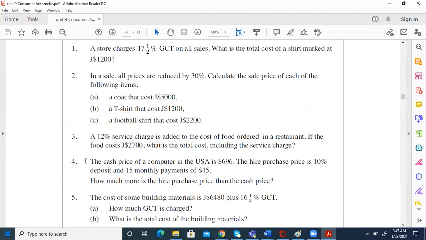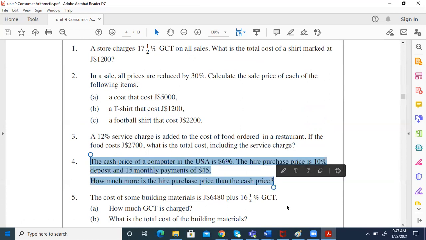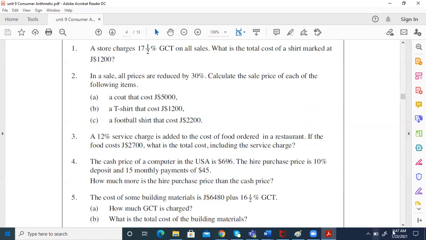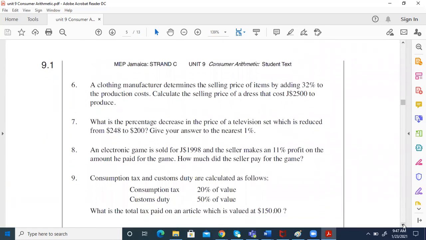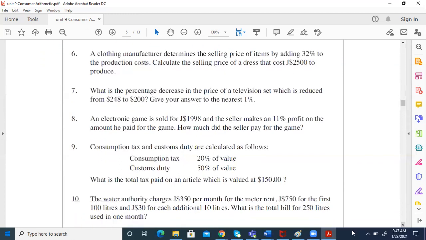All right. So you did this one already, this one about the computer. Okay, let me just scroll down. What about this one? It says consumption tax and custom duty are calculated as follows. What is the total tax paid on an article which is valued at $150? No, sir, we didn't work that one.